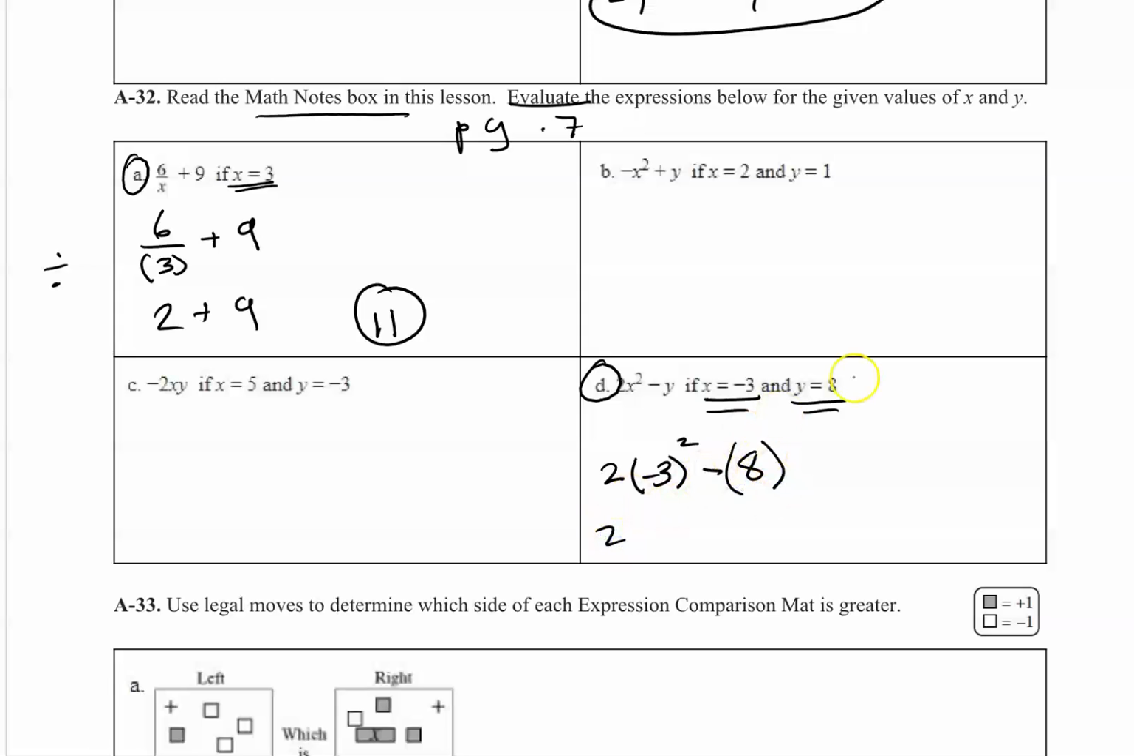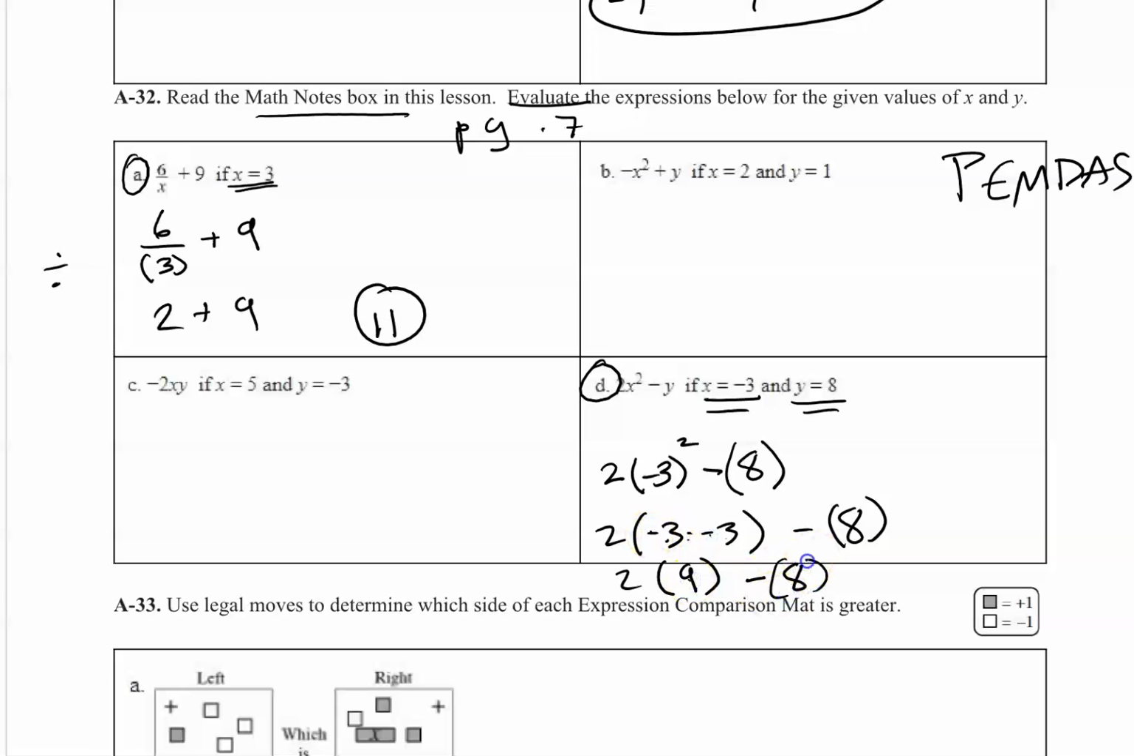So remember PEMDAS, we got to do the exponent first. Negative 3 squared, that's negative 3 times negative 3. And negative 3 multiplied by itself is positive 9. Negative times a negative is positive.